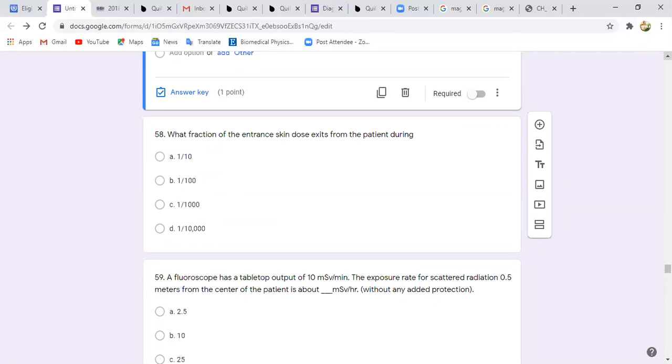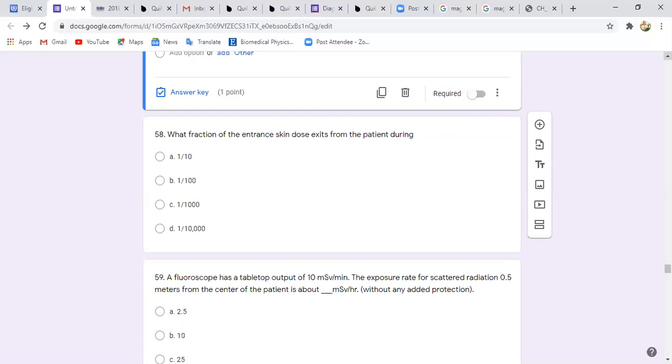It's just about 100. That's 1/100 of whatever entrance skin dose we are having. So that is why, okay, this is not about the scattered. At the end of the day, the patient is doing the exit dose.